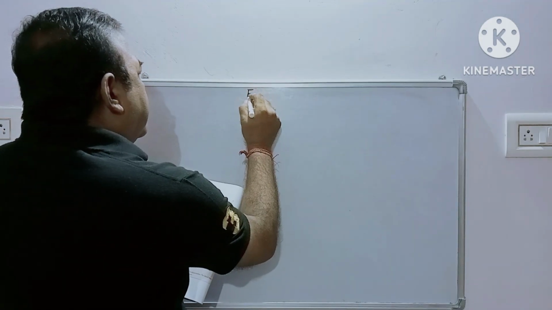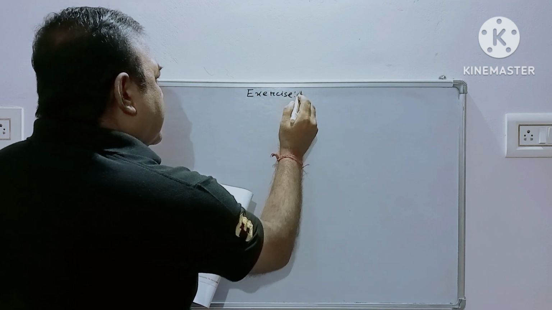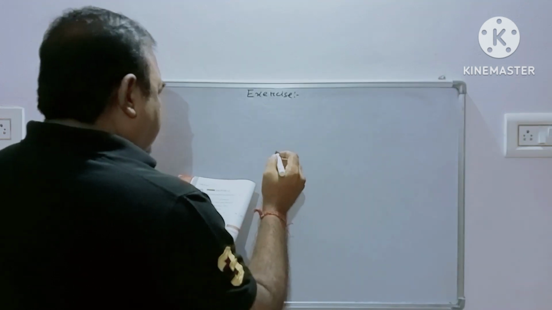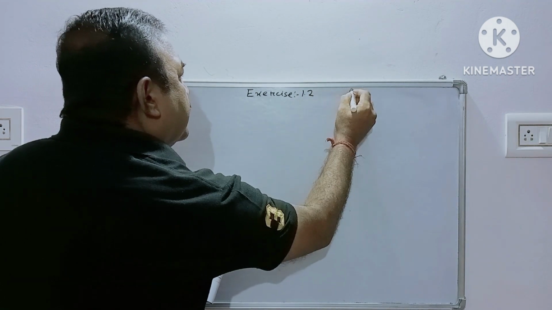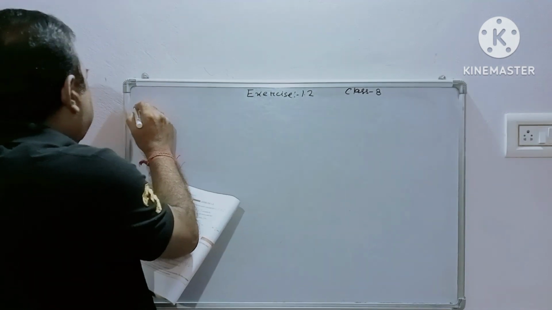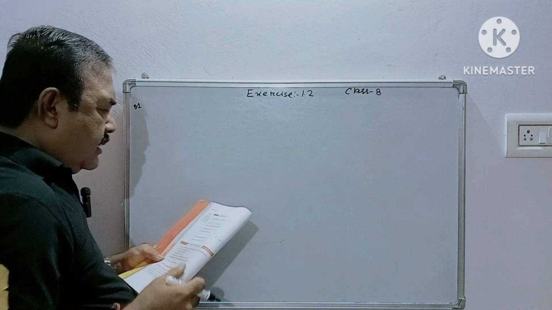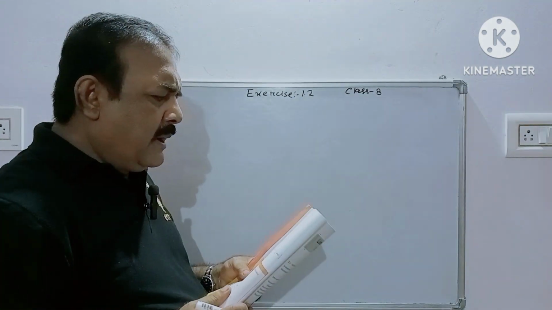Exercise 1.2. Already you must have done exercise 1.1. It is 1.2, class 8. You see what is question number 1. Represent these numbers on the number line.